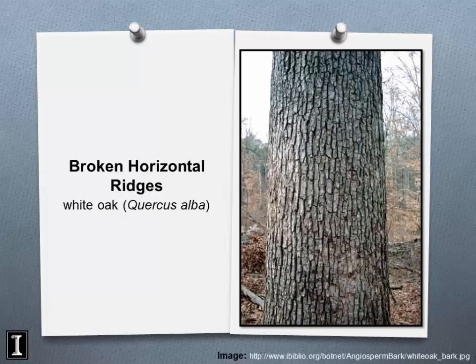Here's an example of white oak. Go back to our Illinois state tree. This is what we classify as broken horizontal ridges. So these ridges and furrows are not as pronounced as they are in the cottonwood example, right? Not nearly as pronounced. But you'll see that they have, this is what we mean by horizontal ridges, so that you get these little bars that break the continuity of that long vertical ridge. Okay, that's what we're talking about when we say horizontal or broken horizontal ridges. Can everyone see that?